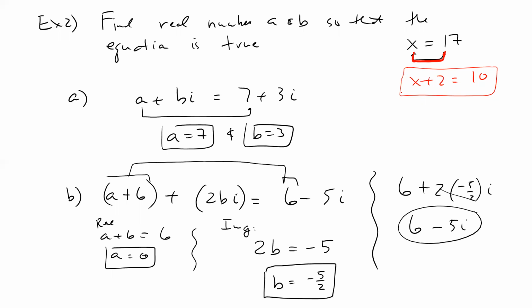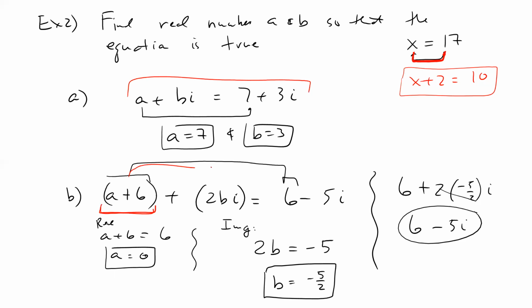So the question here is this: if a plus bi is equal to 7 plus 3i, what would a have to be and b have to be for this complex number to be the same? Obviously, a has to be the 7, b has to be the 3. Does it get more complicated? Of course. You can say a plus 6 plus 2bi is equal to 6 minus 5i. What do a and b have to be in order for these two complex numbers to be equal to each other?